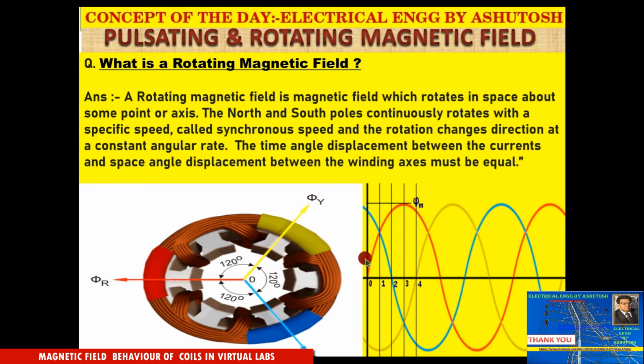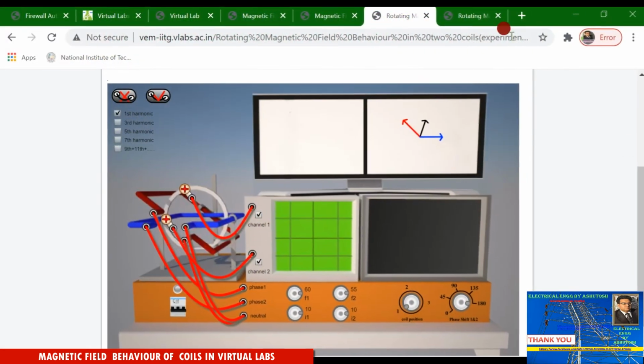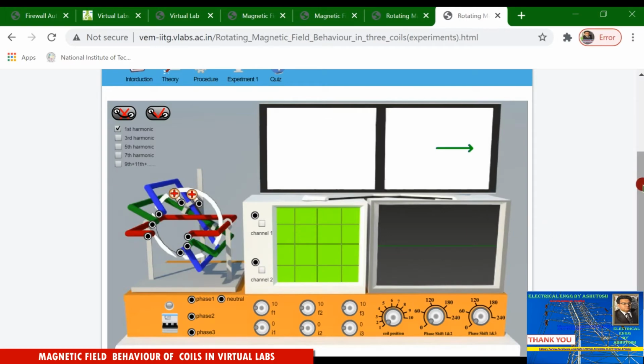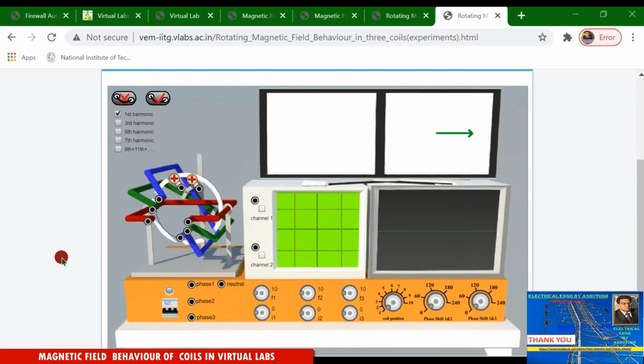You can see the waveform of polyphase supply. This is the waveform of polyphase supply produced. We will move to our third simulation diagram where three coils are placed at different angles. We can change the coil positions from here. This is the coil positions knob, and this is the phase shift knob between first and second phase, and this is the phase shift knob between first and third phase.